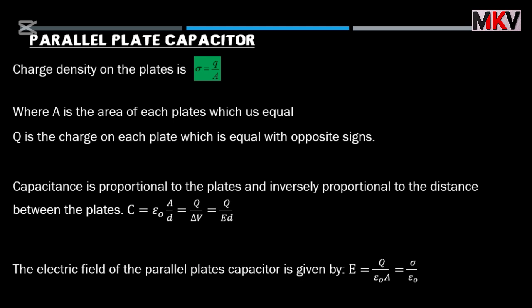Now the electric field is given by Q over epsilon naught A, where Q is the charge, epsilon naught is the permittivity of free space, and A is the area. Then we can simplify it into charge density over epsilon naught, as we have seen earlier on.